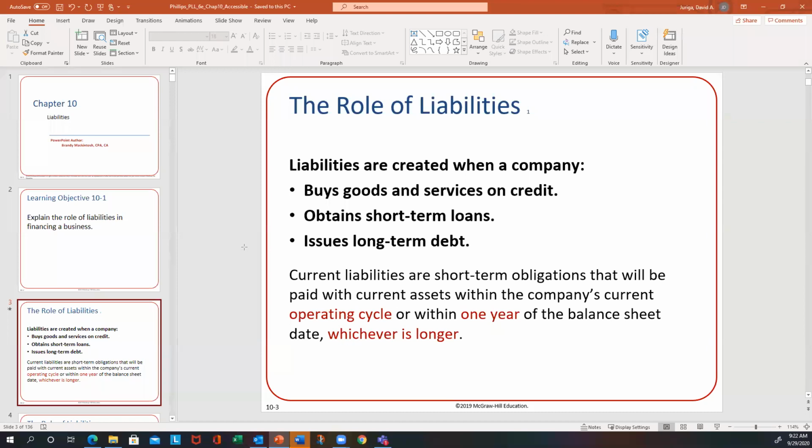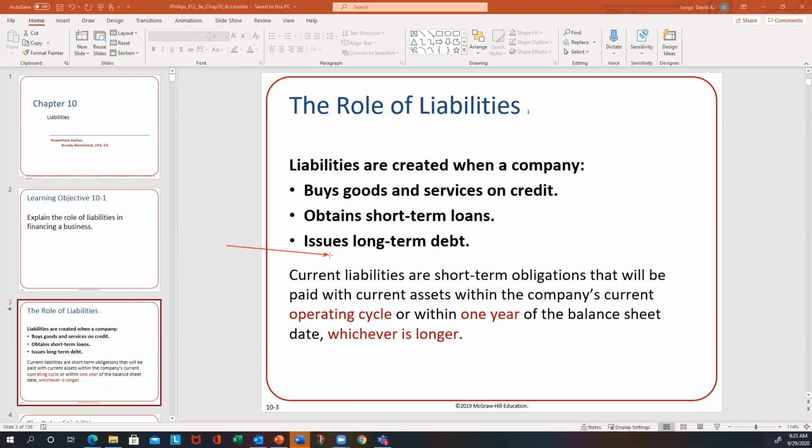So for example, and you've seen these before, when a company buys goods and services on credit. Sometimes you might have to obtain some short-term loans if you have some cash issues where you don't have that cash inflow, so they may have to go to the bank and just float a short-term loan. And of course, sometimes you have long-term debt, okay? So again, the short-term loans, we're going to be calling these current liabilities. Remember, your current liabilities are what you pay within 1 year. And then, of course, the long-term debt will be debt that's longer than a year.